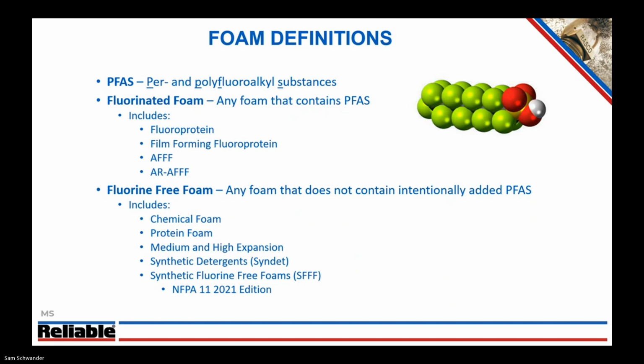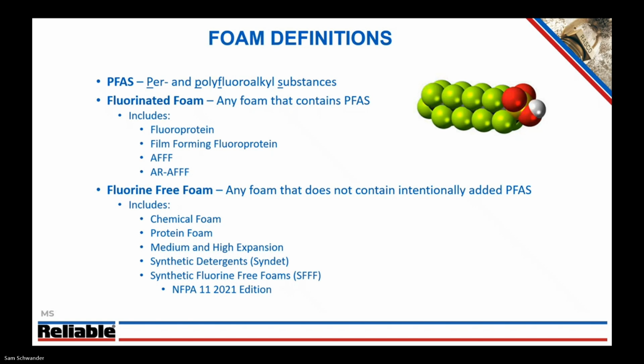Yeah, so I'm going to go a little bit into this alphabet soup that's been thrown around for the last few years, and so let's start out with PFAS. Per- and polyfluoroalkyl substances. That's a group of man-made chemicals that contain a carbon-fluorine bond, and those materials are found in fluorinated foams. So any foam that is fluorinated has PFAS, and that includes fluoroprotein, film-forming fluoroprotein, AFFF, and ARAFFF. Anytime you see the name fluoro or film-forming, associate that with having PFAS material in there.